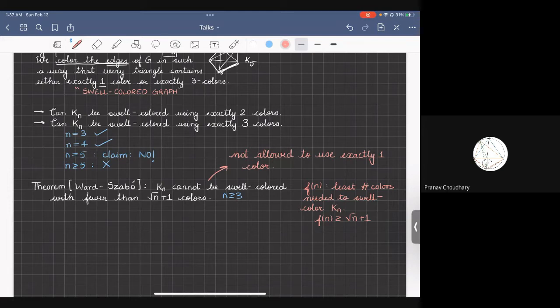So there is some mixture of extremal argument and PHP going on here actually.